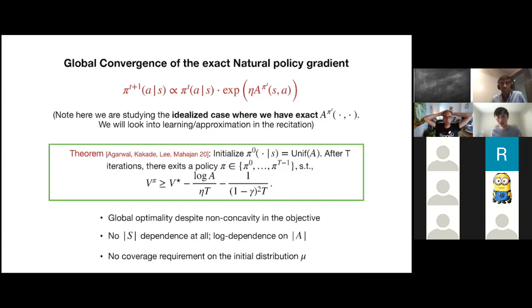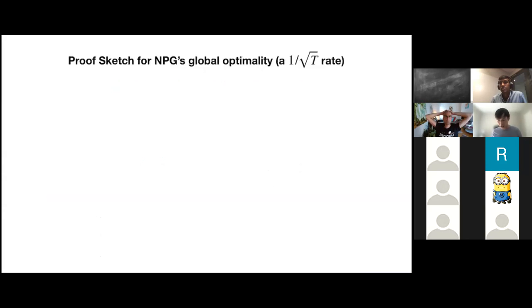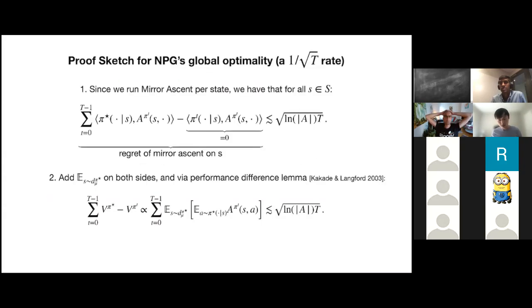And as you see here, there's no assumption on the initial state. Different from the PG approach, it applies to any initial state distribution. So this is pretty nice, and this is actually the benefit that you get by doing natural policy gradient versus the vanilla policy gradient. Okay, I'm going to skip this proof sketch because we're going to dive into it in great detail in the recitation.